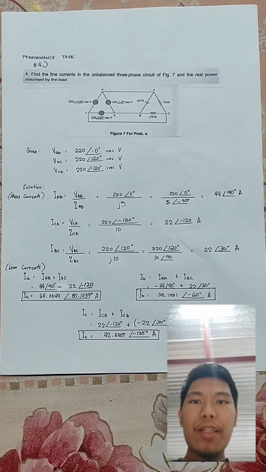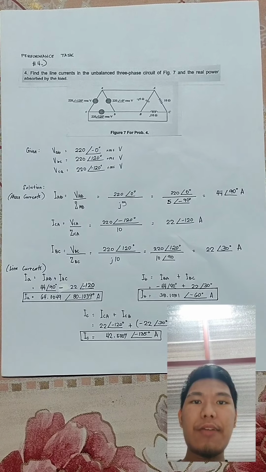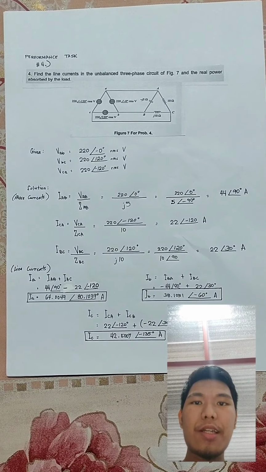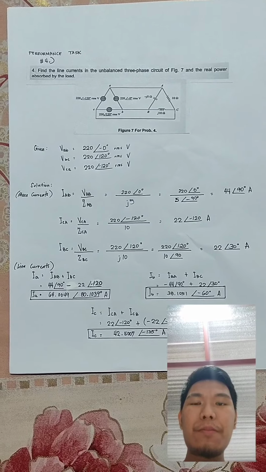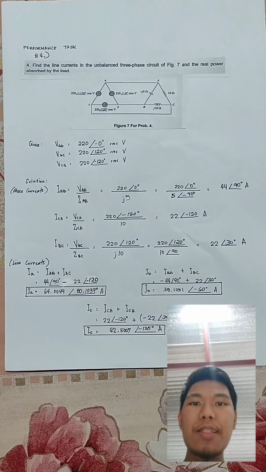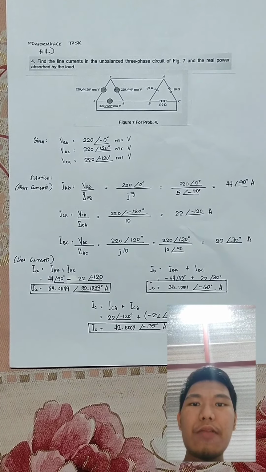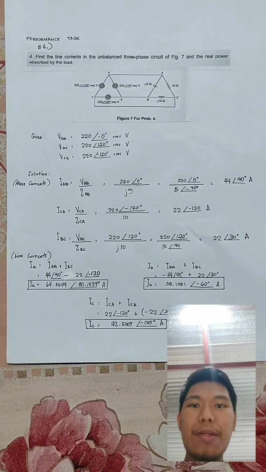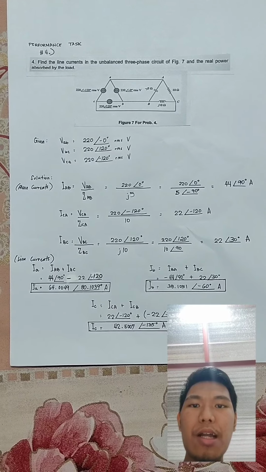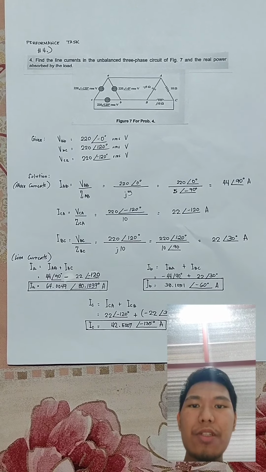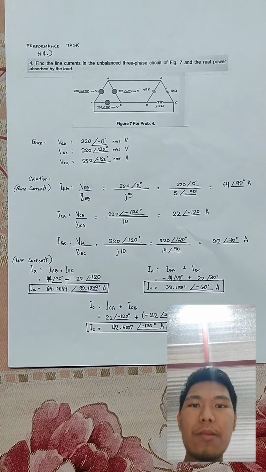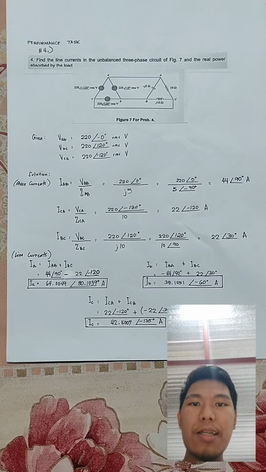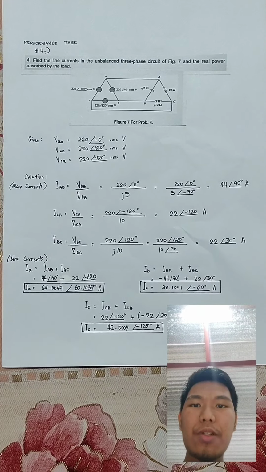In number 4, find the line currents in the unbalanced three-phase circuit of figure 7 and the real power absorbed by the load. We have the given unbalanced voltage sources. VAB equals 220 ∠ 0 degrees RMS volts, VBC 220 ∠ 120 degrees RMS volts, VCA equals 220 ∠ negative 120 degrees RMS volts.